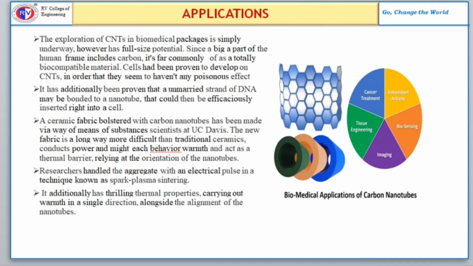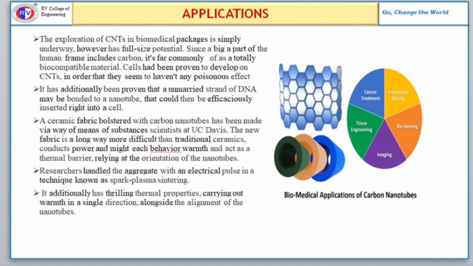It has also been proven that a strand of DNA may be bonded to a nanotube which could then be inserted into a cell. So carbon nanotubes are used efficiently and effectively in biomedical applications. It holds a lot of applications like cancer treatment, tissue engineering, imaging, that is MRI, magnetic resonance imaging, and also in biosensing. So carbon nanotubes have a major role as a hole transport material and also as a flexible transparent electrode that we have already seen.